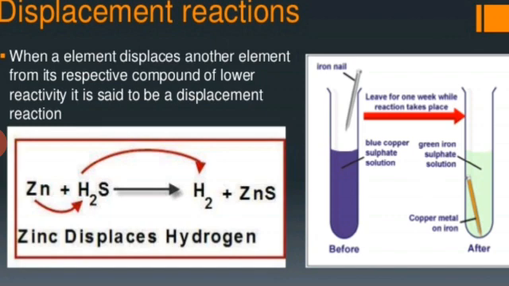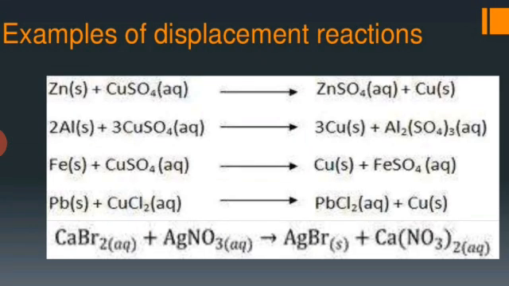A more reactive metal or a non-metal has displaced a less reactive metal or non-metal from its salt solution. Some common examples of displacement reaction: zinc plus copper sulfate is giving zinc sulfate plus copper. Copper sulfate is blue in color, whereas zinc sulfate is colorless. Similarly, aluminium plus copper sulfate is giving copper plus aluminium sulfate. It is because aluminium is more reactive than copper, so it is able to displace it from its salt solution.